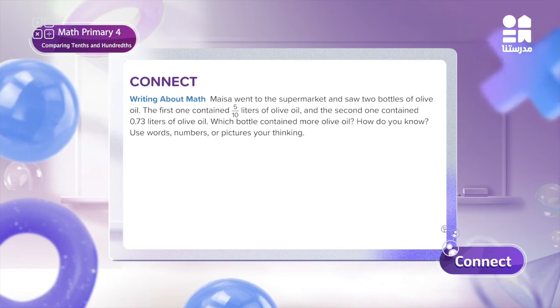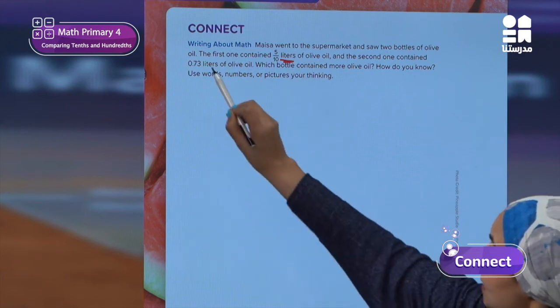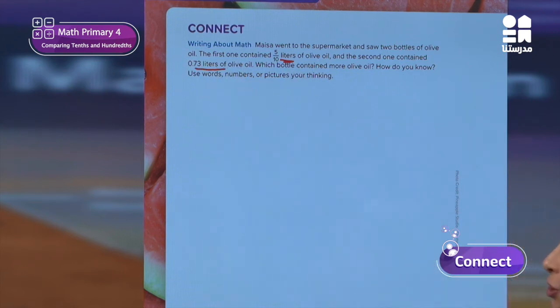The first one contained 5/10 liters of olive oil. The second one contained 73 hundredths. Like you see here, 5/10 liters and 73 hundredths liters of olive oil. Now, she wants to know which bottle contains more oil. Which one of them has more oil?